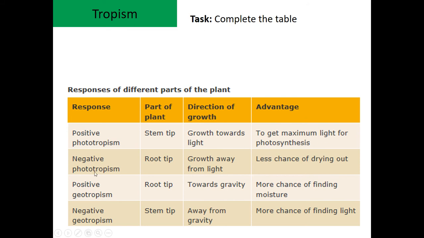Negative phototropism happens in the root, so it goes away from the light. Again, it's a root tip because that's the only bit of the cells which produce auxin. Less chance of drying out if it's away from the light. Positive geotropism, again in the root tip, it's towards gravity, so more chance of finding moisture in the soil. Negative geotropism is in the stem tip, and it grows away from gravity, so there's more chance of finding light.